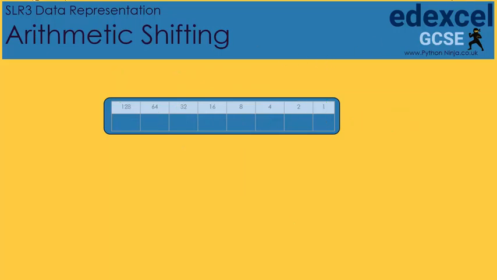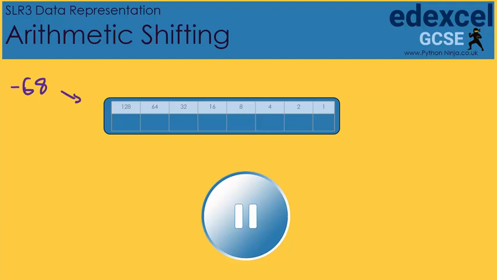Okay, let's do one more, but just bringing in a couple of previous learning points. So can you work out using 2's complement what minus 68 should be, as a 2's complement negative binary number, and we need to put that into there. So pause the video and see if you can remember how to do that.